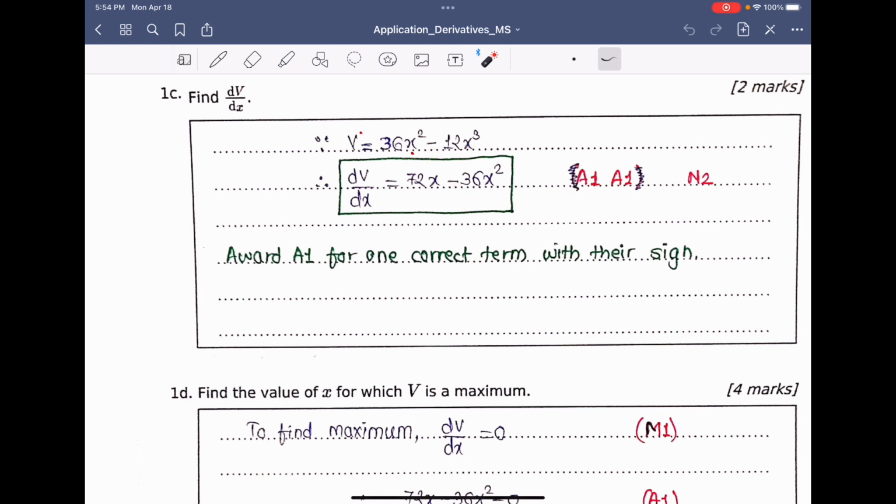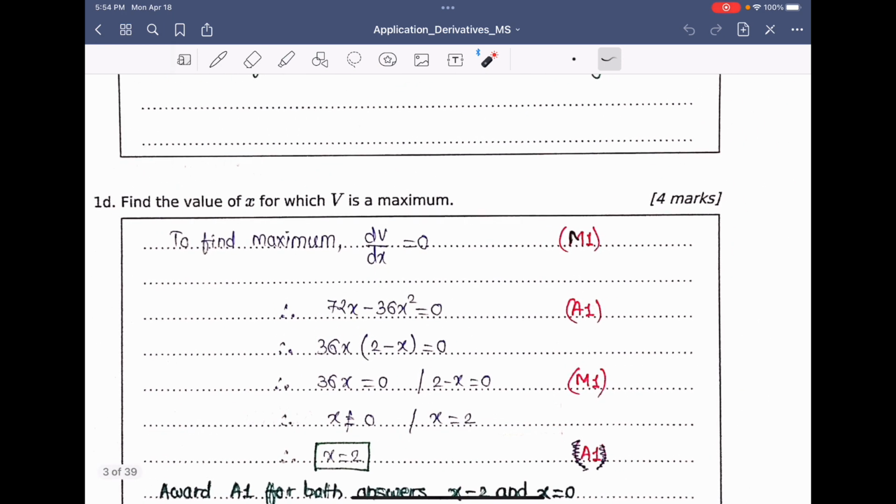Negative sign as it is. 12 will remain as it is. Derivative of x cubed is 3x squared. 3x squared times 12 is 36x squared. So you got your final dV upon dx expression: 72x minus 36x squared. Both terms are correct, so then you are getting 2 marks.